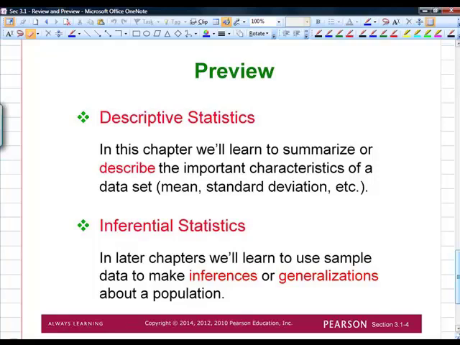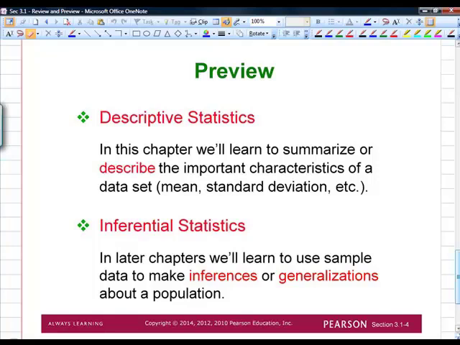What we're leading up to is to go beyond just describing the data, but actually making inferences about the data. In later chapters, we'll learn to use sample data to make inferences or generalizations about the population.